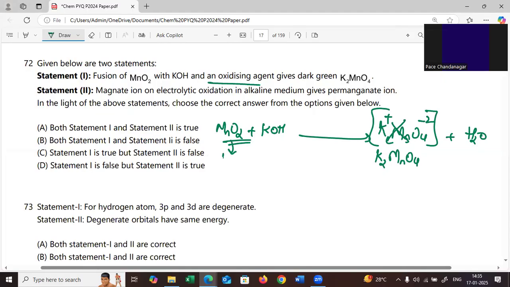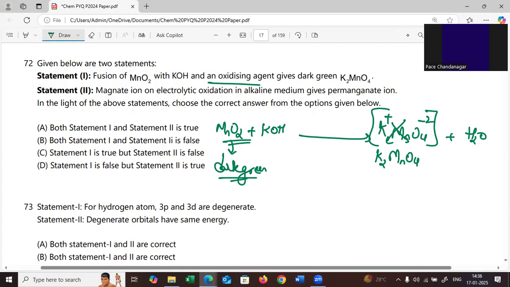And K2MnO4 is dark green. Please write it down, write it down. This is dark green. Please don't just lose it by only listening to it. Please write the important points which you do not know. That will be a very good asset for you during your exams.